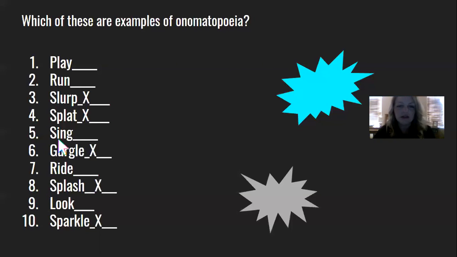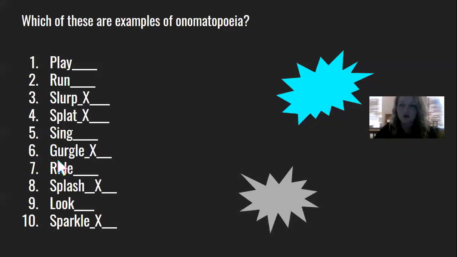Now what about the word sing? Don't have an X by it. Sing is an action word, and sing can kind of make you think of a sound like people singing, but it's not actually a sound effect word, where it actually is making the sound of somebody singing.